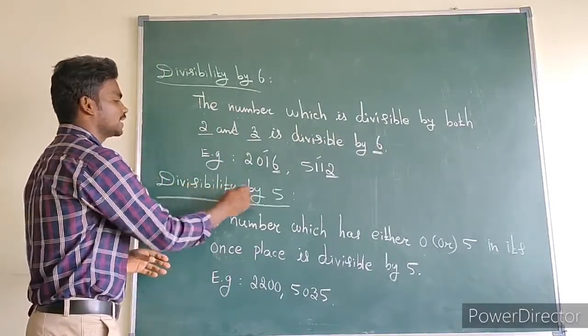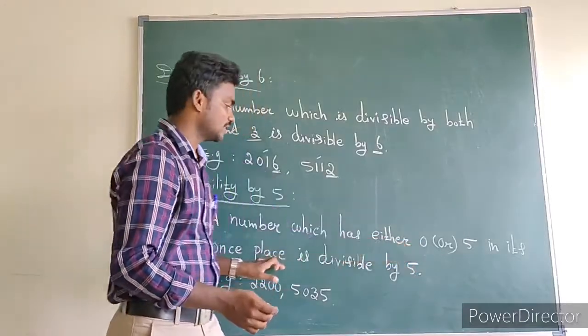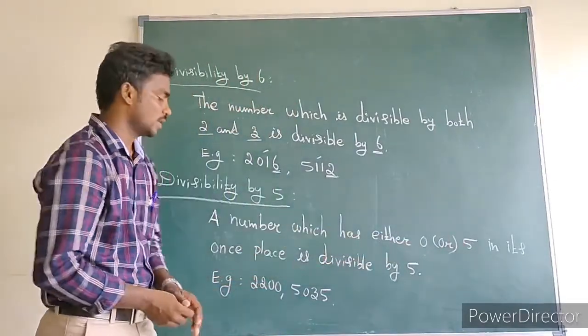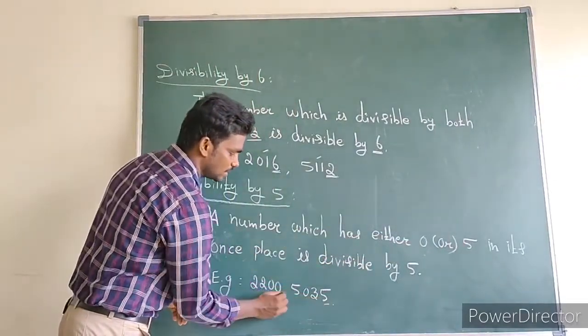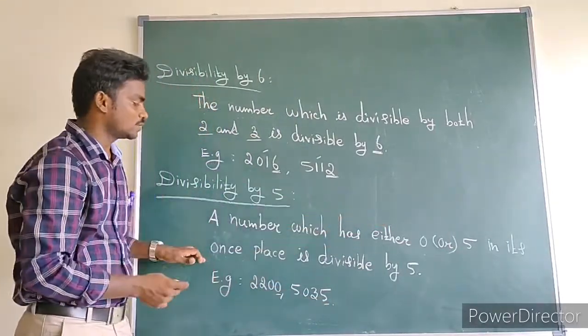See the next divisibility condition, for 5. A number which has either 0 or 5 in its ones place is divisible by 5. Ones place means the last digit, that means the unit digit.